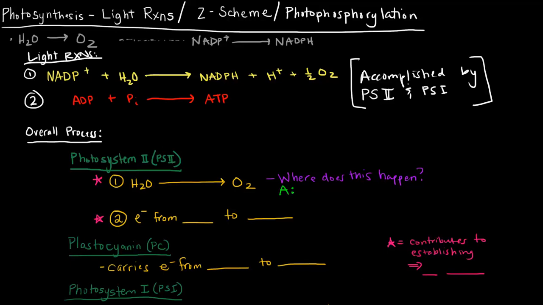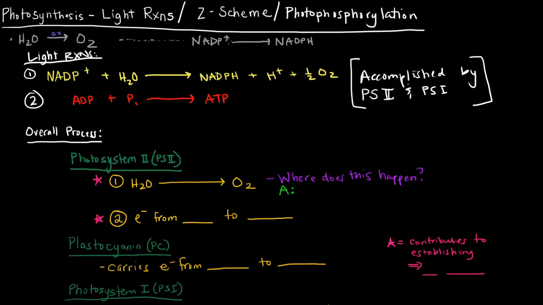So in this video, I want to talk about the light reactions of photosynthesis, which include this idea of the Z-scheme, which we'll get to shortly. And of course, this whole process is photophosphorylation because we're going to make ATP, and that is going to be powered by light. So we're taking water and turning it into oxygen, so that's an oxidation reaction.